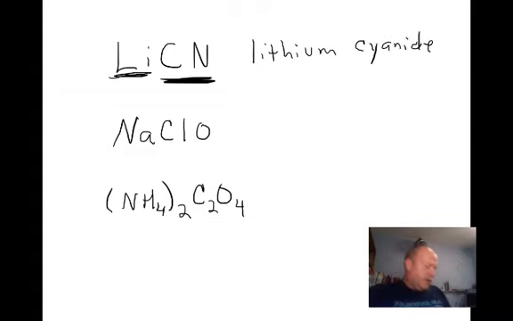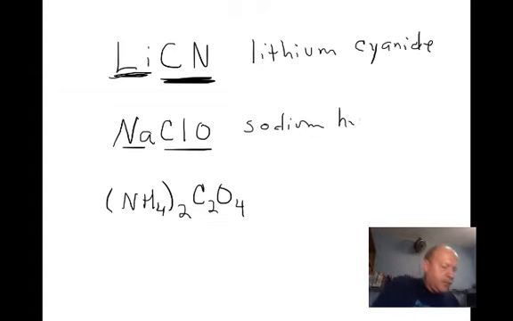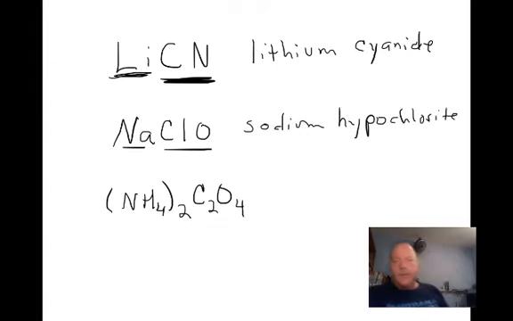Okay. If we do the next one, we've got NaClO, which is bleach, and we look up Na and find that that's sodium. We know that. And then we look up ClO on the chart, and that is hypochlorite. And that's all you do. Write down the positive ion, write down the polyatomic ion, and that's how you name them.